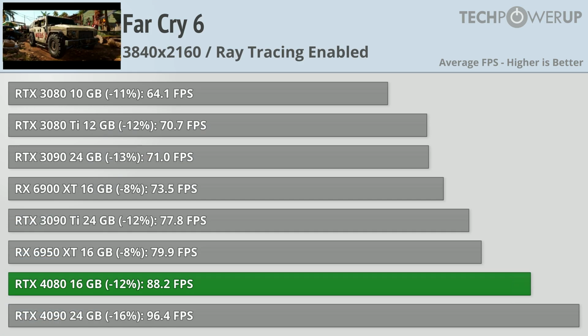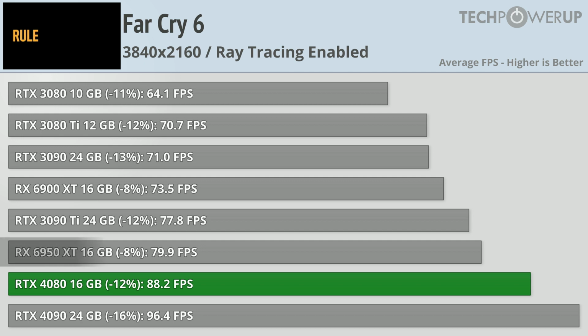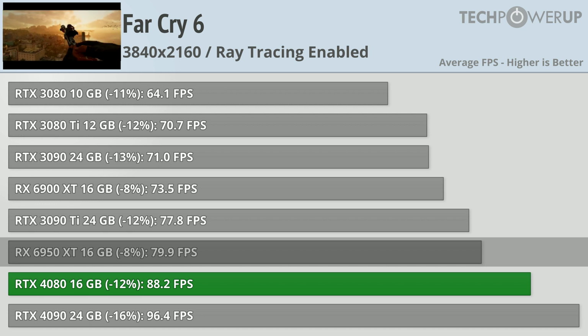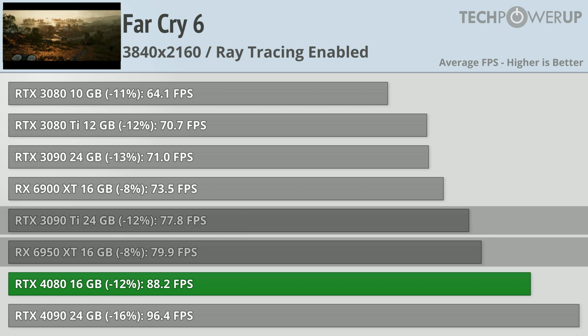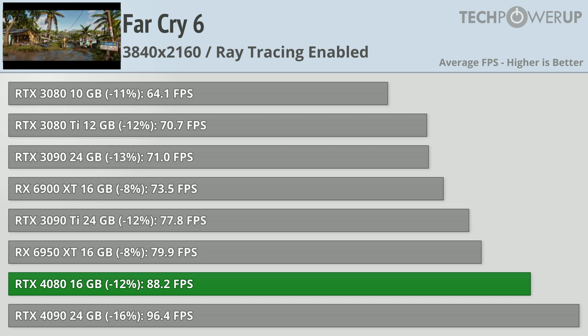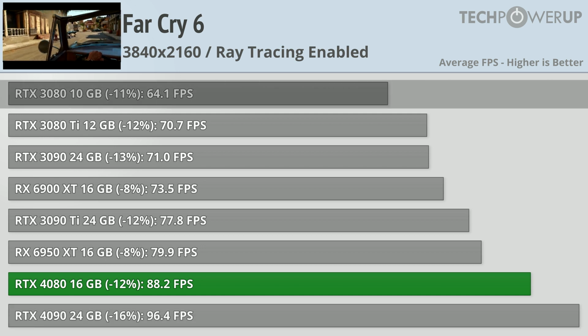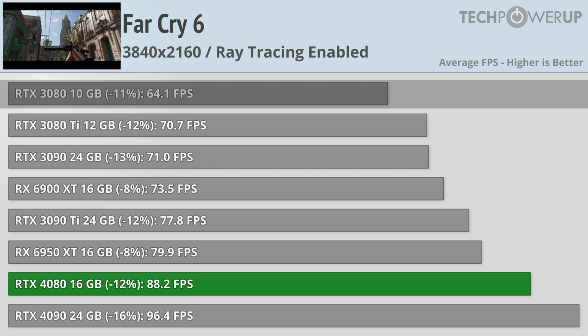Far Cry 6 with ray tracing has always favored the red team a bit, so we do see a bit of a shakeup here with the charts. The RX 6950 XT has supplanted the RTX 3090 Ti and is now only 9% slower than the RTX 4080. The RTX 4090's lead has decreased to 9%, and the gen-over-gen comparison of the RTX 4080 versus the 3080 has remained basically the same at 38%.